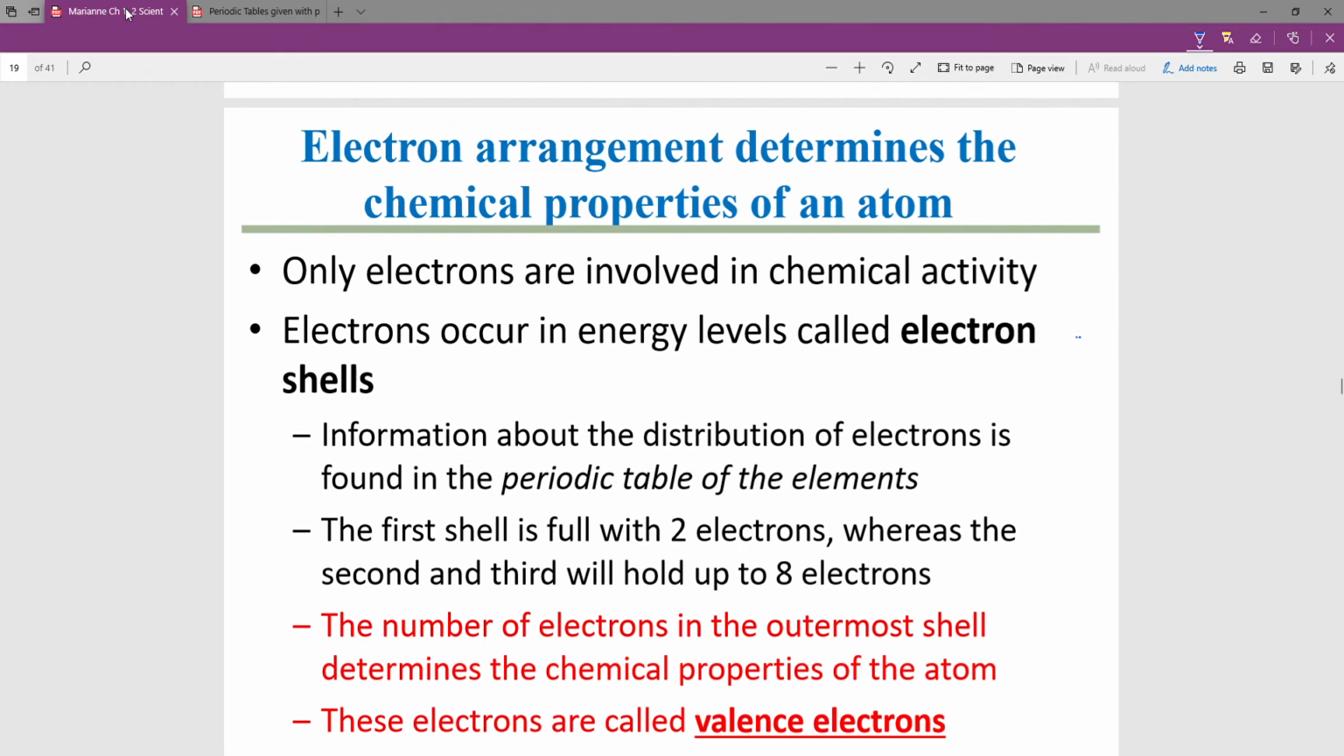The number of electrons in the outermost shell determines the chemical properties of an atom. Those electrons are called valence electrons.